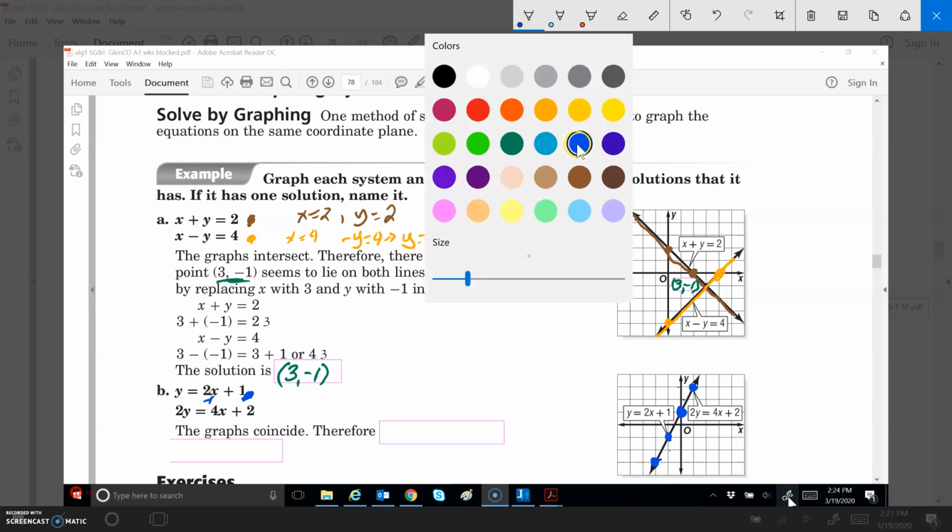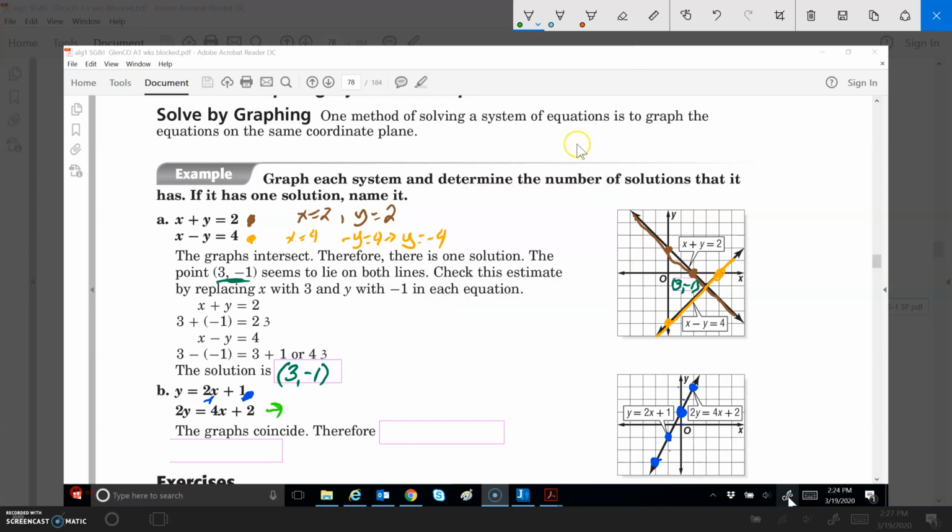This one's not quite solved for, so let's do that. Divide everything by 2. Get y by itself, so I got y equals 4 divided by 2 is 2, plus 2 divided by 2 is 1. Oh, lo and behold, that is the same line. So, same line. Alright, so infinitely many solutions.